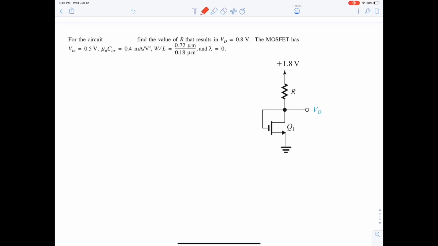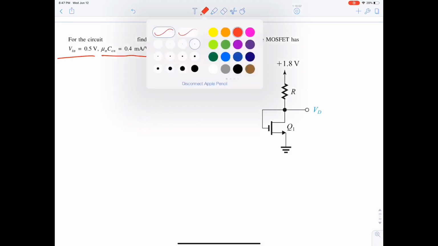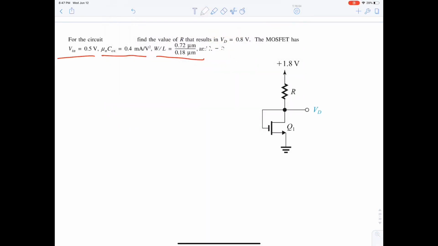Now for the circuit, find the value of R. That results in VD 0.8 volt. The MOSFET has VT equal to mu and COX and W over L. Let's forget about that. It's a drawing lesson. Okay.